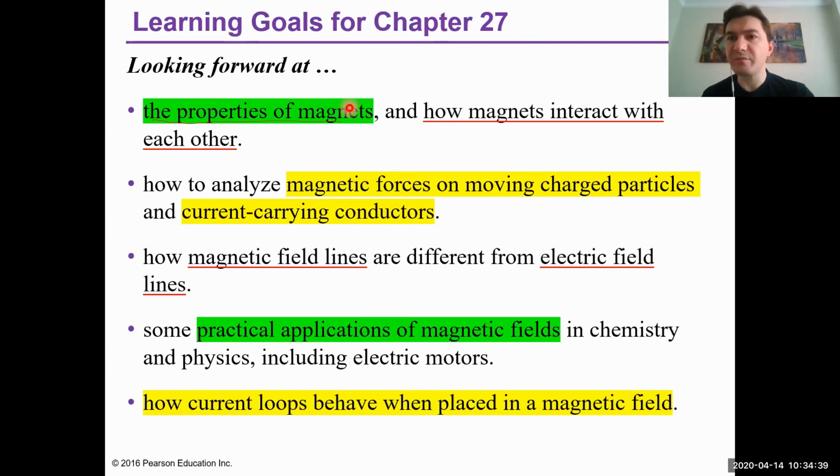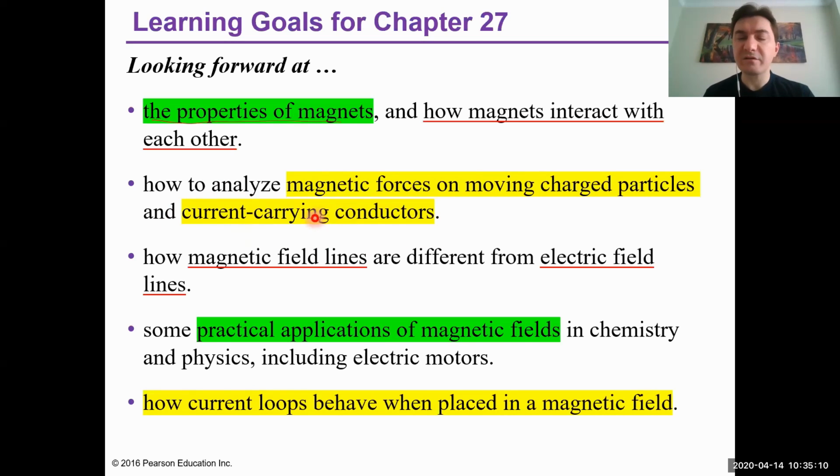Let's consider two magnets. So what is the interaction mechanism between the magnets? And we will try to analyze magnetic forces on moving charged particles, negatively charged particles, positively charged particles, and what are the magnetic forces on those charged particles. And during the next lecture, we will also talk about magnetic forces on current carrying conductors.